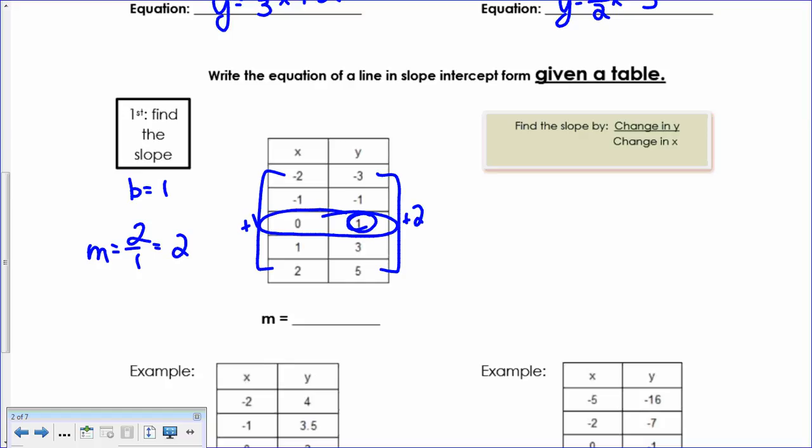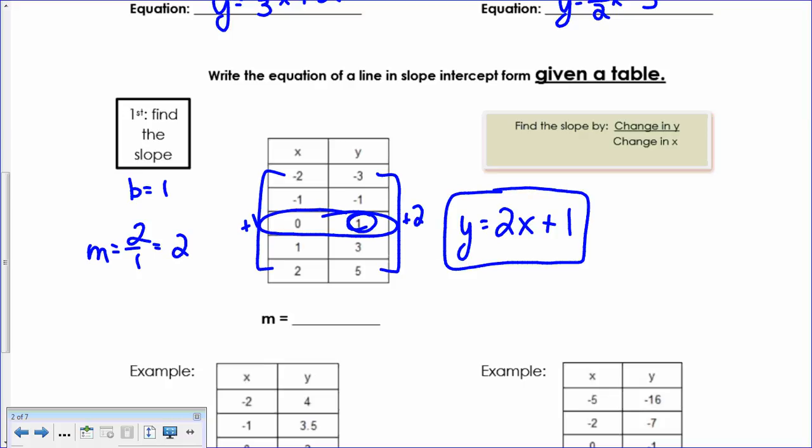Anna, you want to help her? Y equals, the slope is 2, so 2x plus 1, because our y-intercept is positive. Okay? So again, we found our slope in this to be 2. So again, once I find those two things, it's nice and easy, isn't it? Just plug it into the equation.